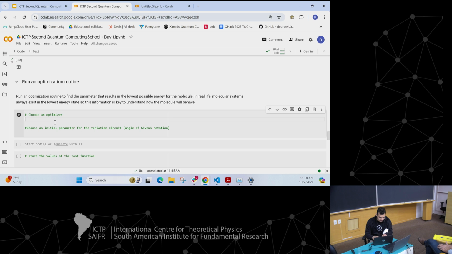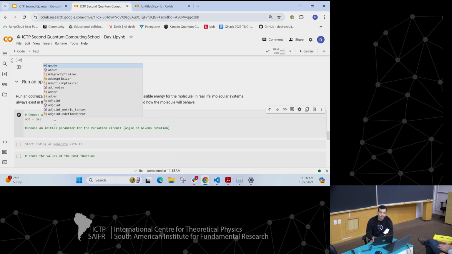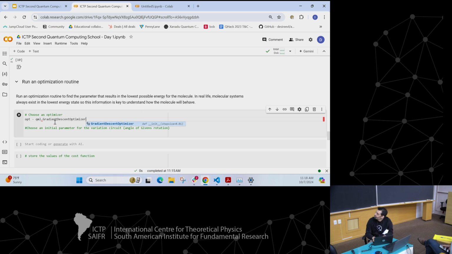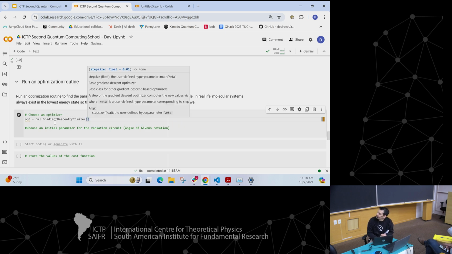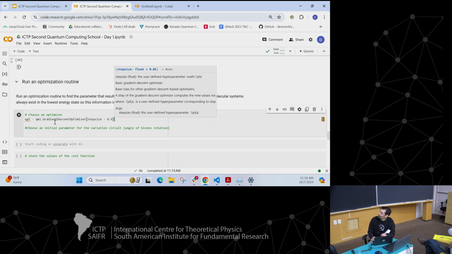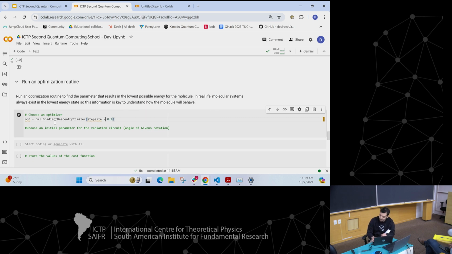The way we do that is we choose the optimizer that we want. There's a whole range of optimizers. We're not going to do anything complicated. We're just going to use the simplest possible optimizer, which is a gradient descent optimizer. It has a default step size, but we're going to choose a different step size for the optimization.